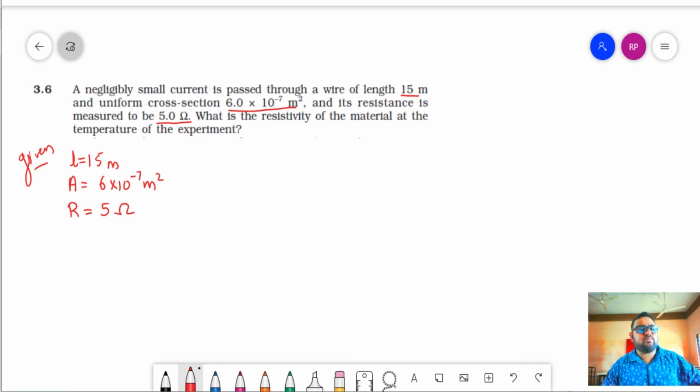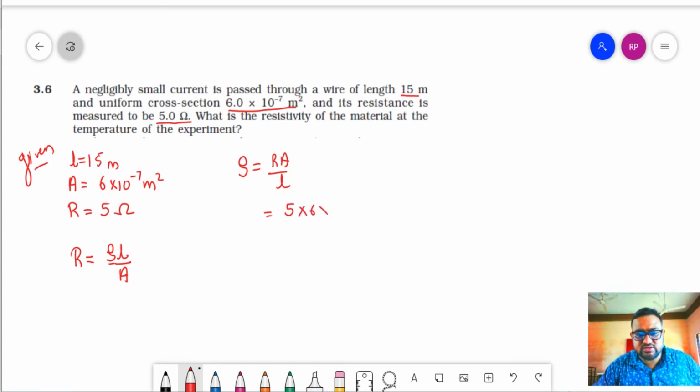So this is a very simple question. The formula for resistivity, rho, is equal to R A by L. Clear? Or else if you don't remember, recall this formula: resistance is directly proportional to length and inversely proportional to area. When we remove the proportionality, we introduce rho. So R was equal to rho L by A. So rho is equal to R A by L. Now see, resistance is given, area is given, length is given. Just put down the values.